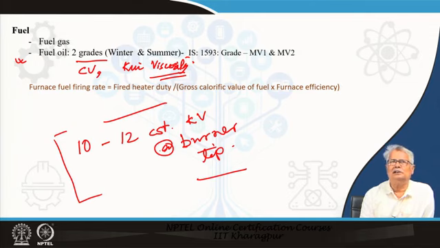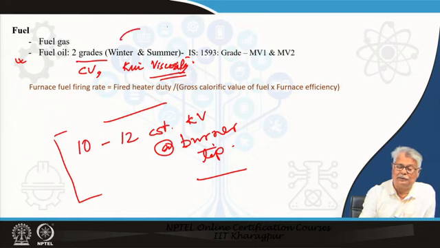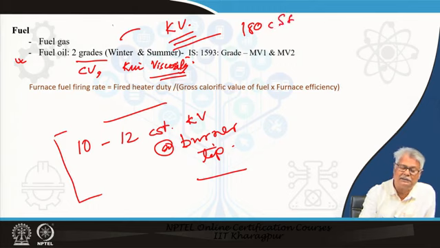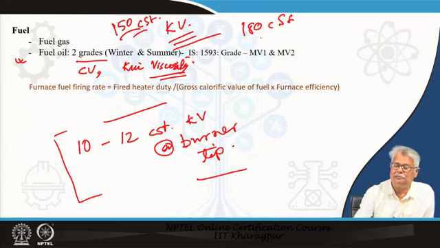the winter and the summer grade primarily differ in two things. It differs in two properties. One is kinematic viscosity. Quite naturally, the kinematic viscosity limit at 50 degrees centigrade during summer is 180 centistokes. During winter, it is 150 centistokes. And there is a difference in pour point also. That is because of the fear of congealing, the values for the specification of pour point are different in winter and summer.